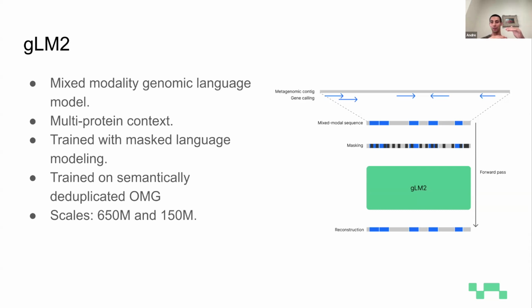This is how bacteria code for proteins very densely. You can have the same stretch of DNA that can actually code for two different proteins overlapping, going in opposite directions. It's a very compact, efficient way of representing proteins.